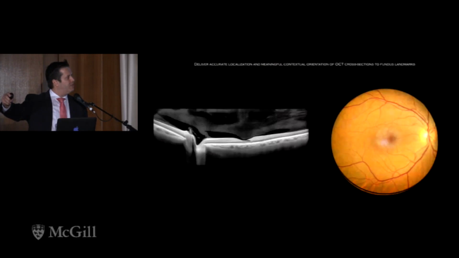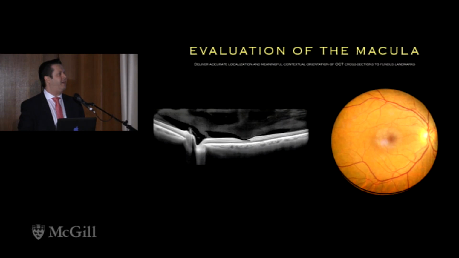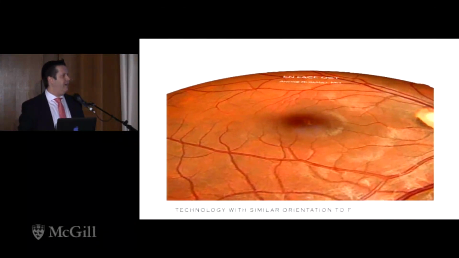However, we're talking about something where we're only evaluating the macula. I want to ask you to pay attention to this slide, because when you look at the retina here, you're only seeing one area of the retina, only the macula. So we're not scanning anything else. And we need to find a way to deliver accurate location or a correlation to the fundus landmarks. With OCT until now, we weren't able to do that. So it was very difficult for us to understand areas of the retina without doing that.